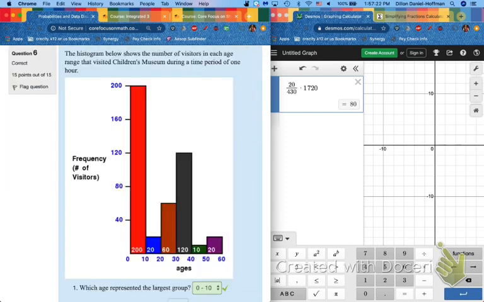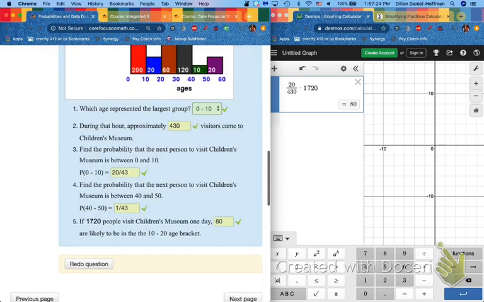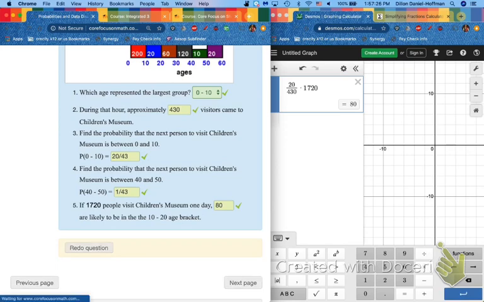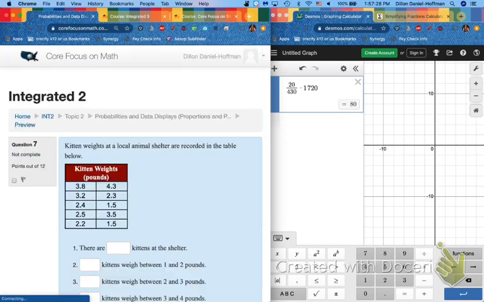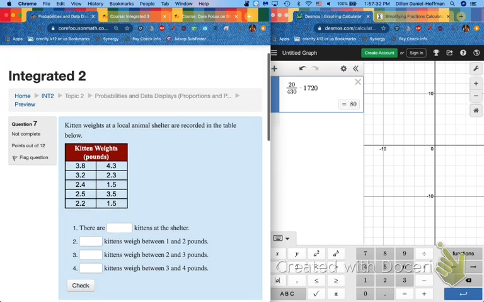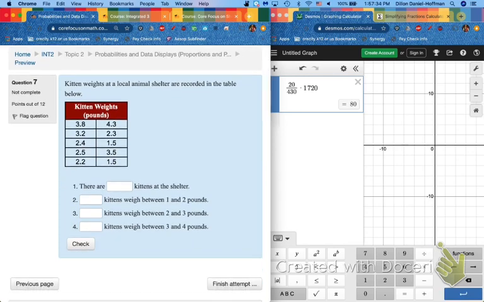Lots of times when people make mistakes on this one, they get a decimal, and I say, hey, what is that decimal supposed to mean as a person? You're only whole people entering museums. Come on. Number 7. Let's end this talking about kitties. Kitties, kitties, kitties. Creepy. All right.